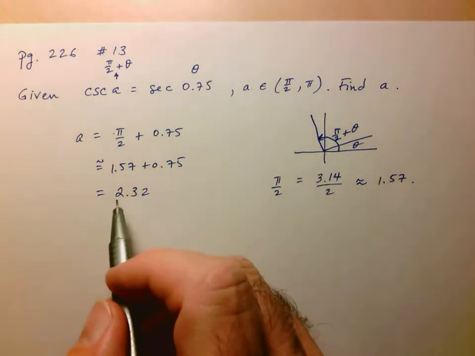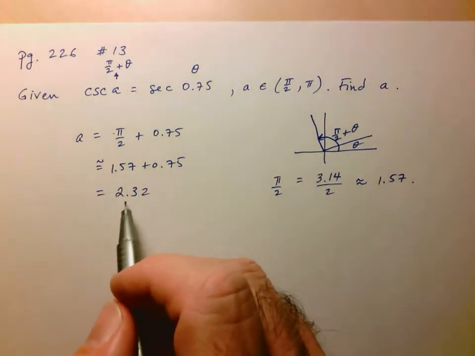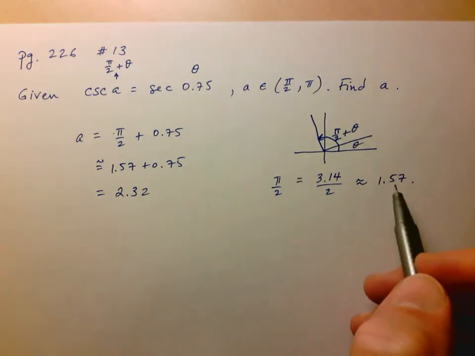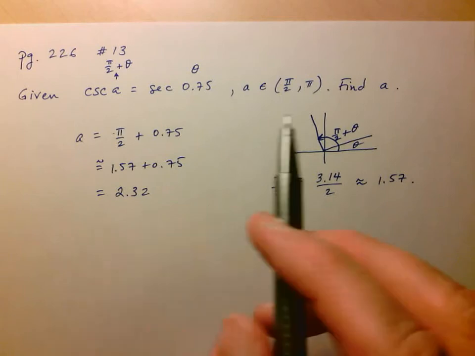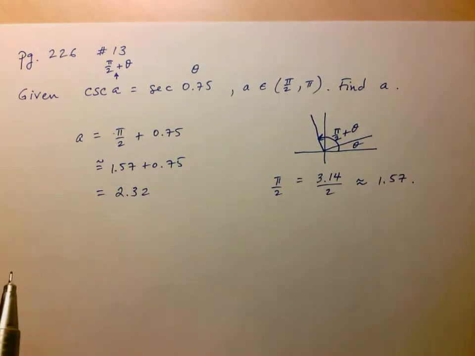Do a quick check. It makes sense that this is in the second quadrant, since this is bigger than pi over 2, which is about, as we said, 1.57, but smaller than pi, which is 3.14. Okay, so just to do a quick recap here.